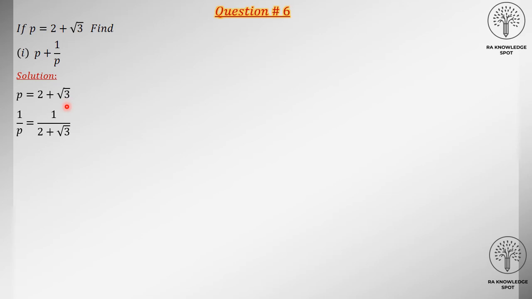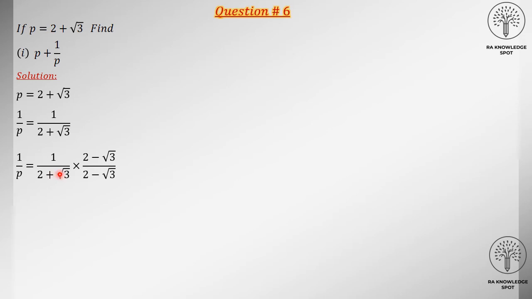We know that we have to take the reciprocal. I have already done this kind of question in detail in my previous video, that is 4.4. This is 1 by p, and 1 by this one. We just have to take the reciprocal. After that we have to rationalize it. We have to multiply with the conjugate. What is the conjugate of this number, 2 plus under root 3?